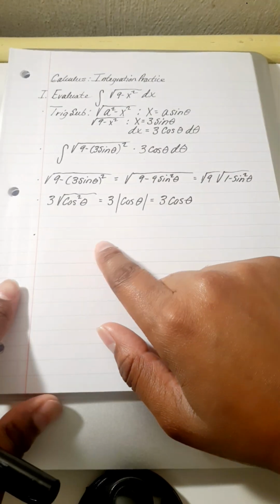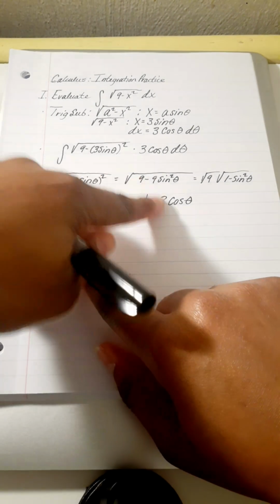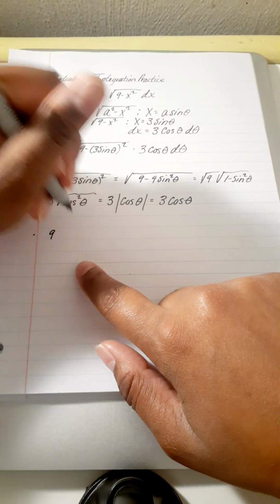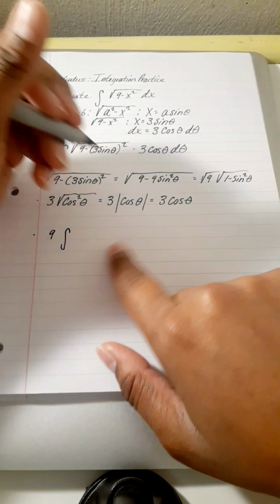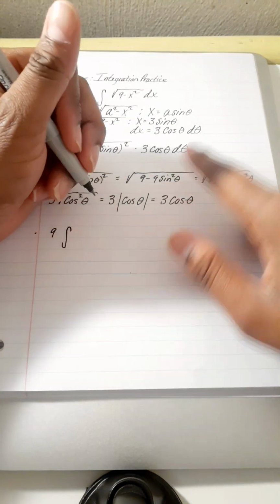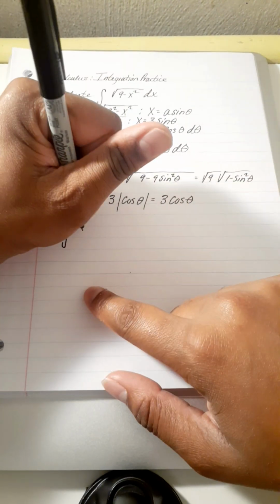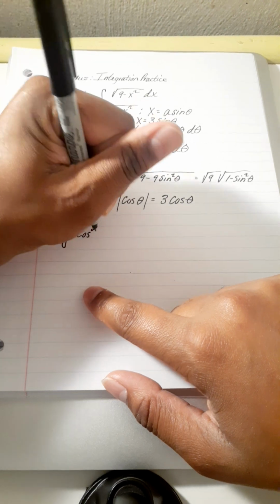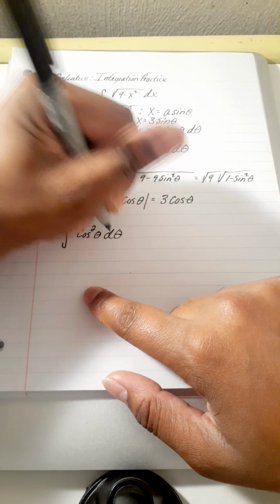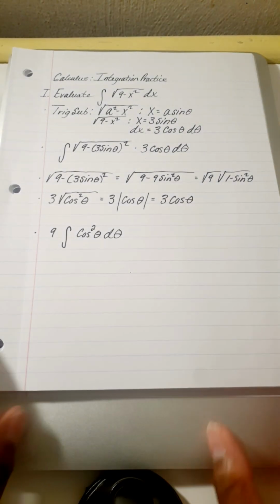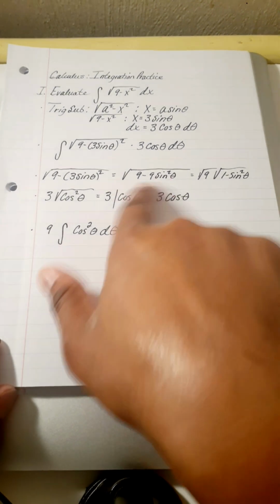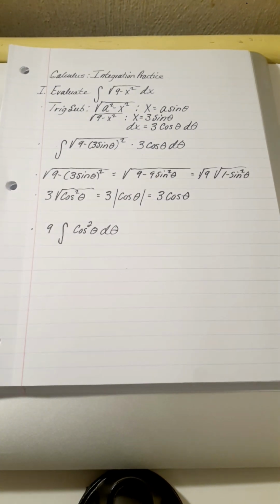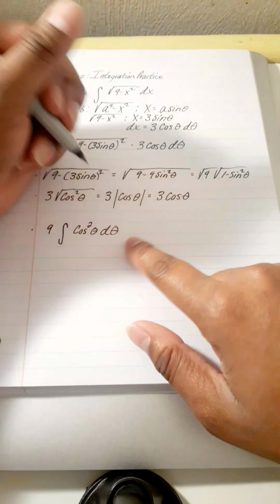And so when we do the integral, what we're going to end up having is 3 times 3, which is 9. That can come out front. And then I'll have cosine times cosine, with respect to theta, obviously, and this would be cosine squared theta, and then d theta. So that's where you should be once you've gotten through the simplification part for the square root.